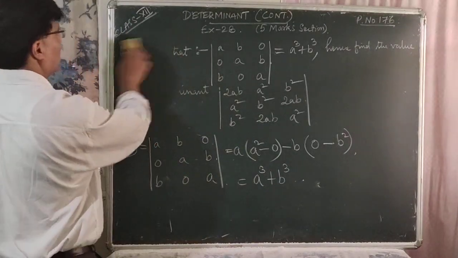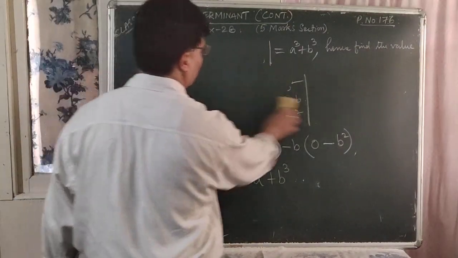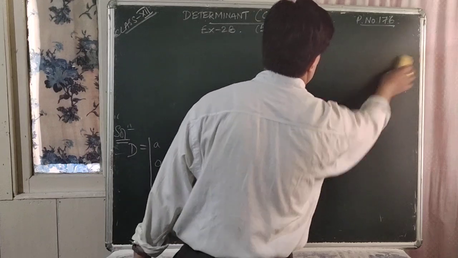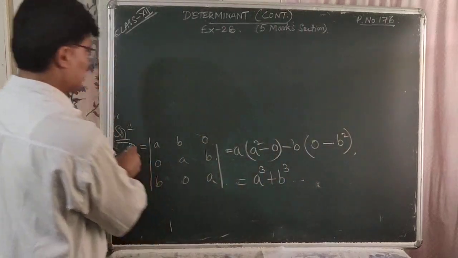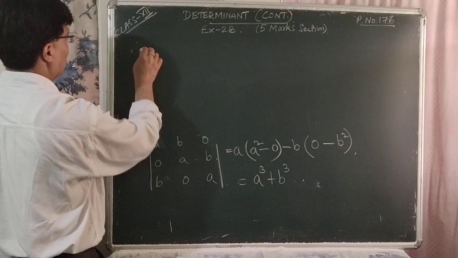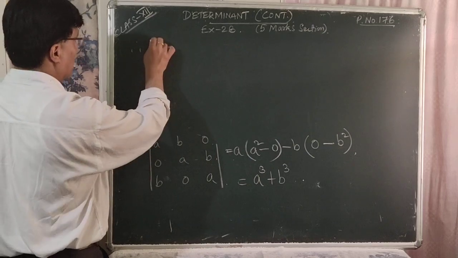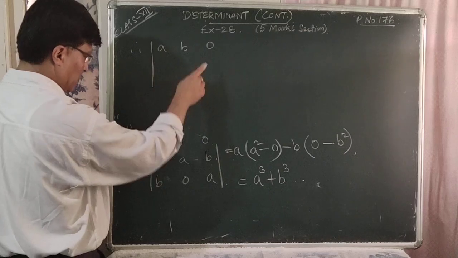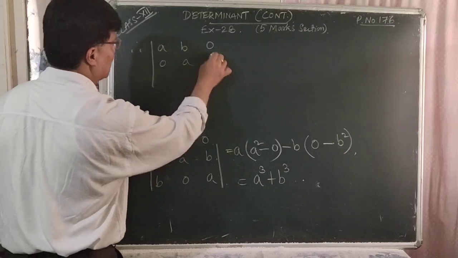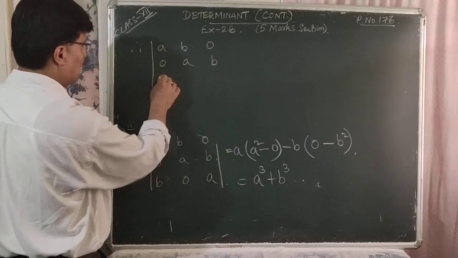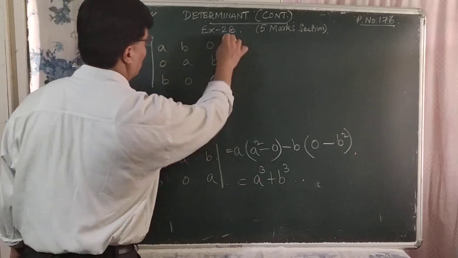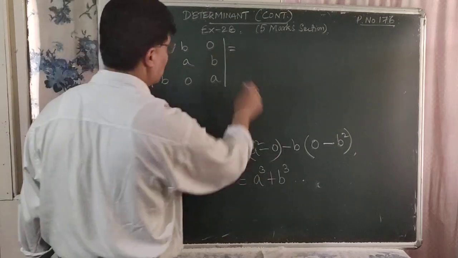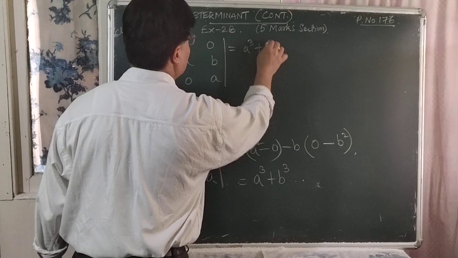So now let us write down. We have just now got the value of the left hand side, that is A cube plus B cube. That is, AB0, 0AB, that is the left hand side, 0AB, then B0A, which is equal to A cube plus B cube.